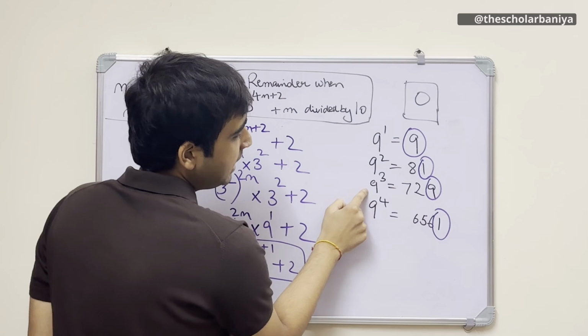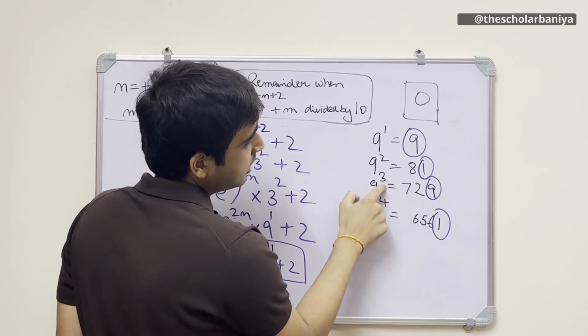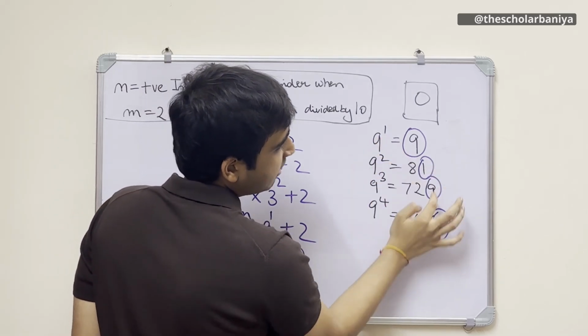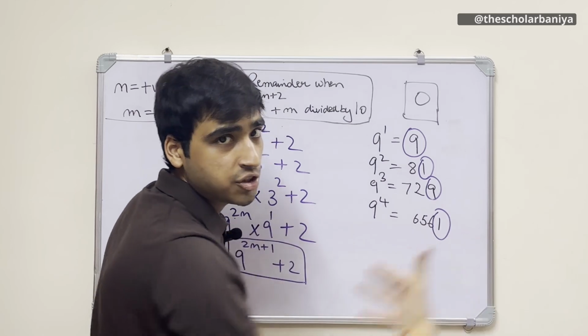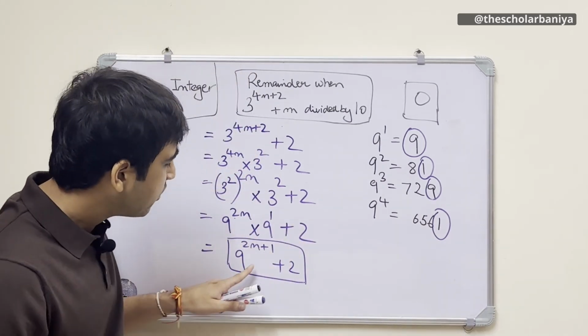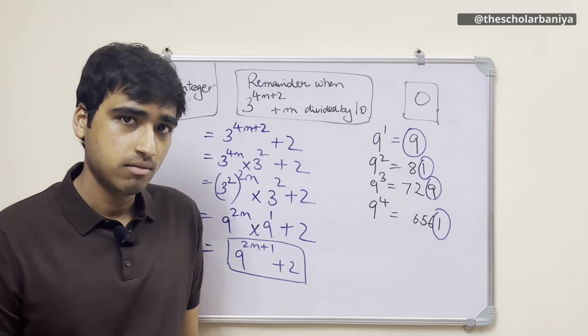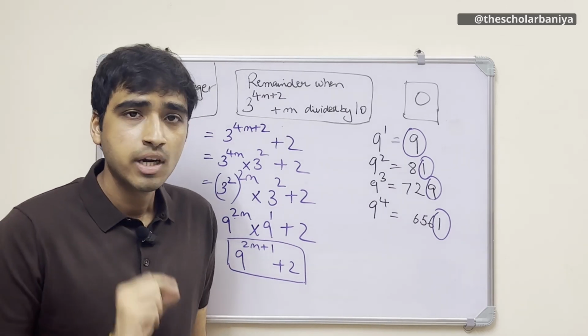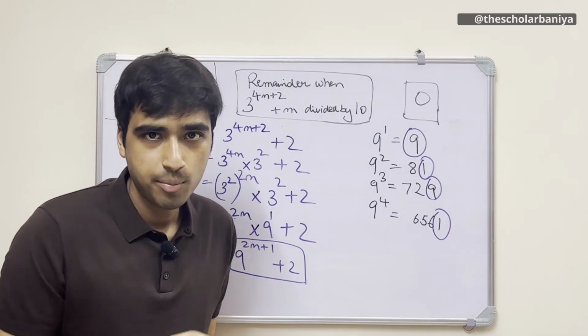If we raise 9 to the power of something which is odd, we will get 9 as the rightmost digit, or the unit digit, right? Now, if you see over here, 2n plus 1. What is 2n plus 1? 2n plus 1 is an odd number, right?